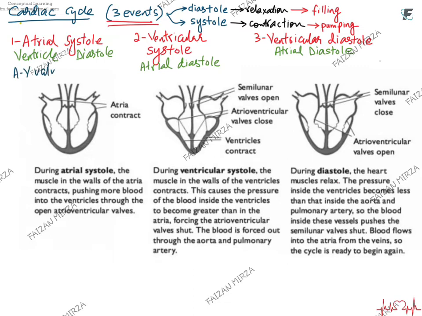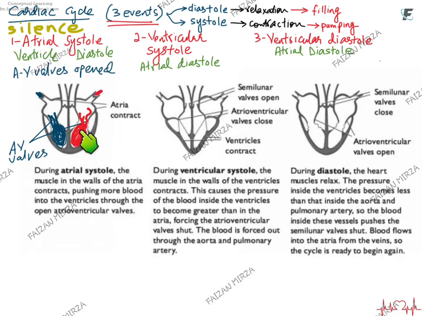So in the first event, which is the atrial systole or ventricular diastole, at the same time, the AV valves are opened, and there is complete silence in the heart. There is blood present here, and the blood just trickles down into the ventricle. You can see the left ventricle fills up with blood, the right ventricle fills up with blood, and the blood is trickling into these from the atria. And as the atria contract, the blood will be pushed into the ventricles.